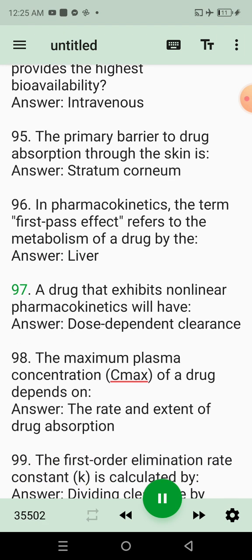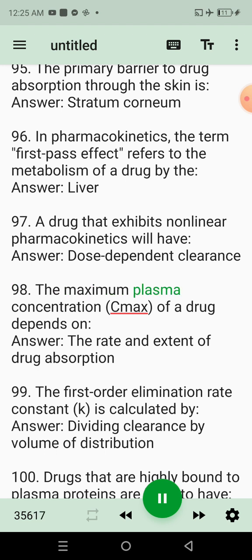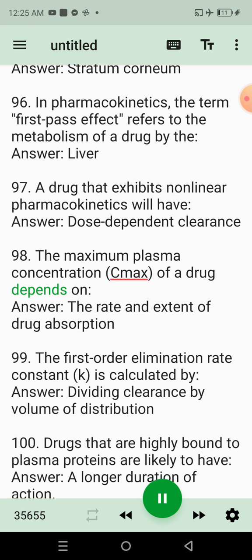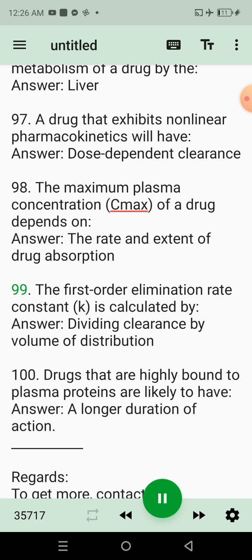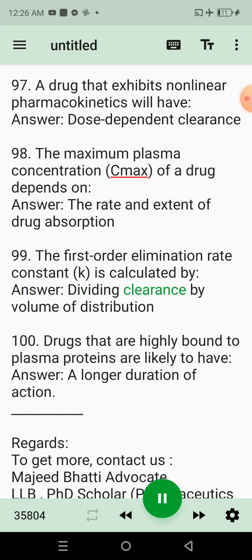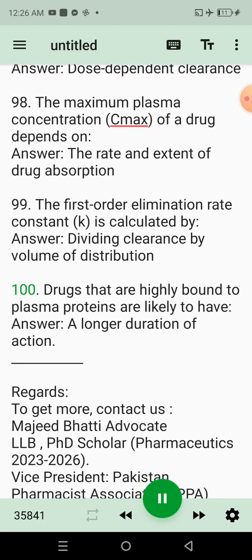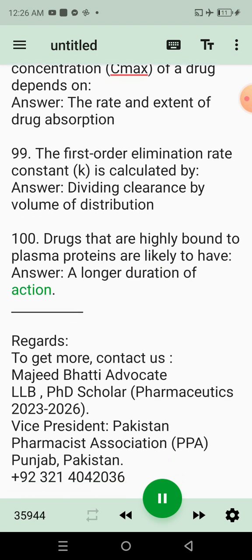96. In pharmacokinetics, the term first pass effect refers to the metabolism of a drug by the? Answer: Liver. 97. A drug that exhibits nonlinear pharmacokinetics will have? Answer: Dose-dependent clearance. 98. The maximum plasma concentration, Cmax, of a drug depends on? Answer: The rate and extent of drug absorption. 99. The first order elimination rate constant K is calculated by? Answer: Dividing clearance by volume of distribution. 100. Drugs that are highly bound to plasma proteins are likely to have? Answer: A longer duration of action.